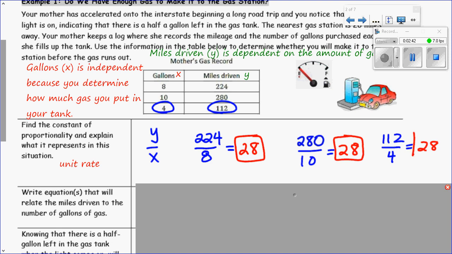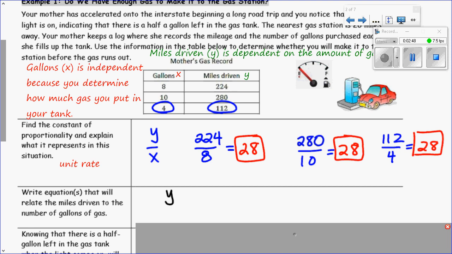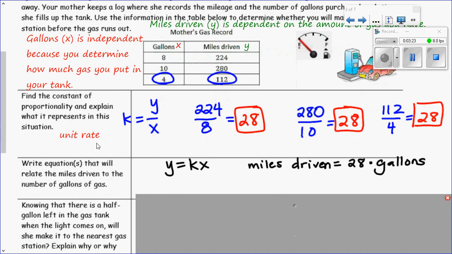Let's go ahead and write that equation. So we know that our equation is going to look like y equals kx. Y is going to be the miles driven. So just to write this out in words, miles driven equals k, which we found, right? Y over x is equal to k. That's the unit rate, the constant of proportionality, the magic number. It's that special number that we keep trying to get to every time. So that's 28 times the gallons. That's what it means in words. If we multiply 28 times the gallons, that will give us how many miles we can drive.